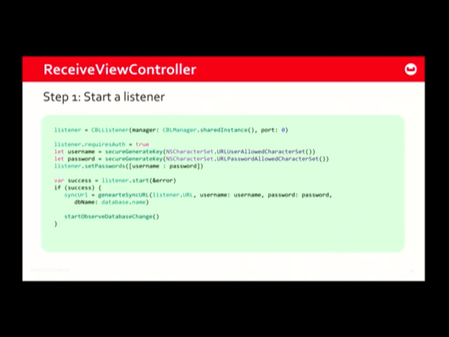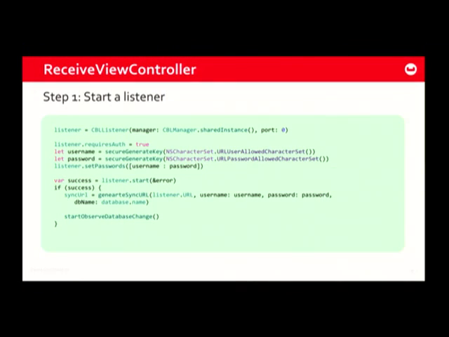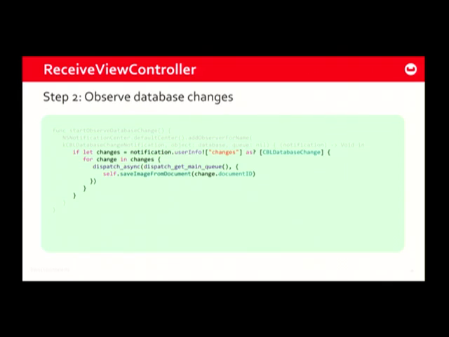And then after that, we are ready to start the listeners. Once the listener is started, we generate the sync URL, or the URL endpoint to the receiver database, using the listener URL, username, password, and the database name. We save the URL into the sync URL variable, and we're going to use it later when we generate the QR code. And then after that, we start the database change listeners, which is the second step.